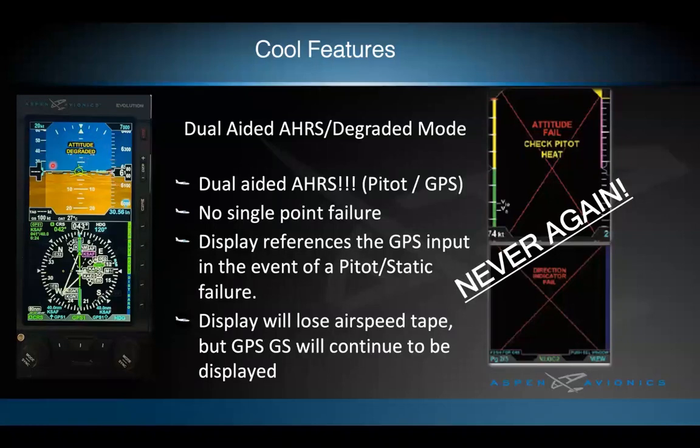Another note, attitude degraded. This particular annunciation is not a failure of the Aspen system. This is telling you something's wrong with your pitot static system or your pitot system. The reason this is important: say you're flying along VMC, you take off from your home airport, everything's working good. You climb up to altitude, say you're up at 13, 14,000 in the winter, and all of a sudden you get attitude degraded in your VMC.